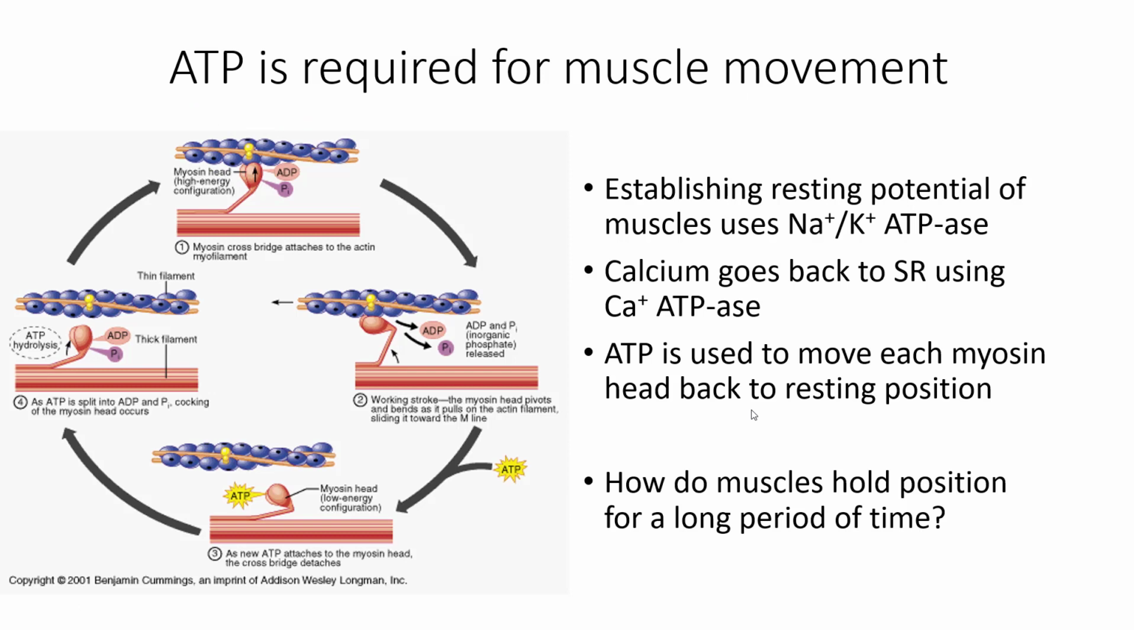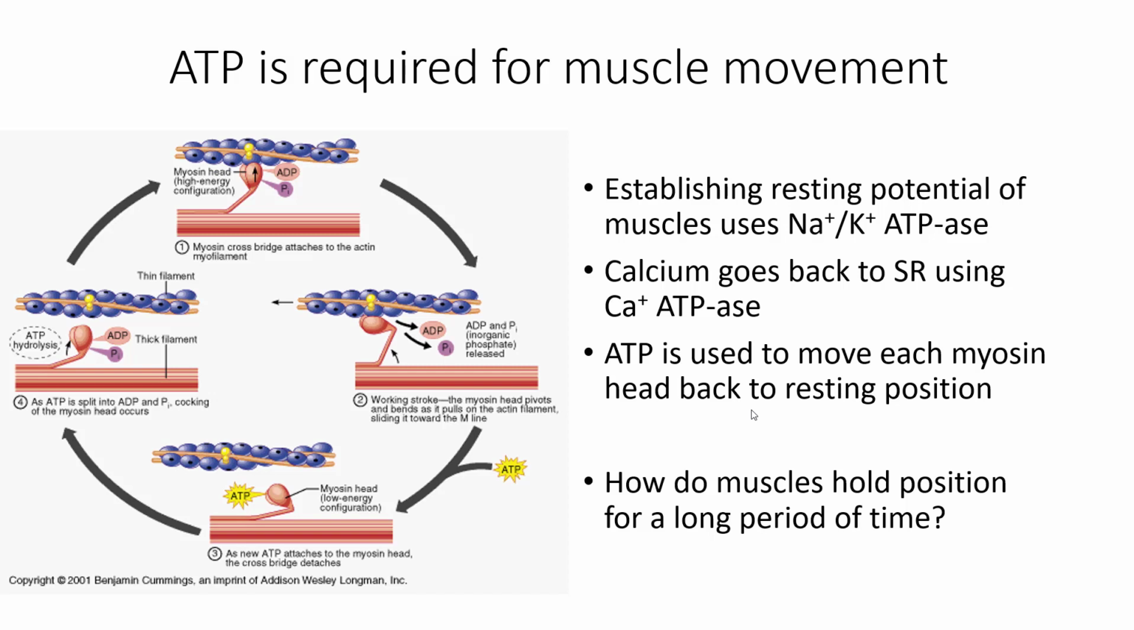Well, how do muscles hold position for a long period of time? This is one of those good questions that I even have to look up sometimes. Muscles hold position for long periods of time by switching between different filaments. So some of these filaments are going to be resting while others are going to be pulling, and they hold position by switching which ones are resting and which ones are pulling while maintaining the same isometric force.